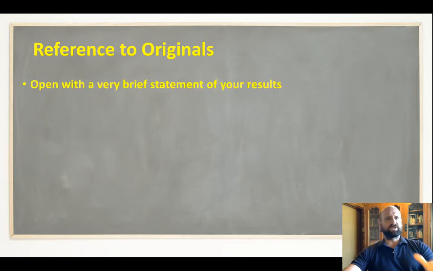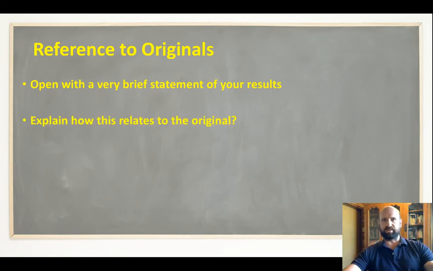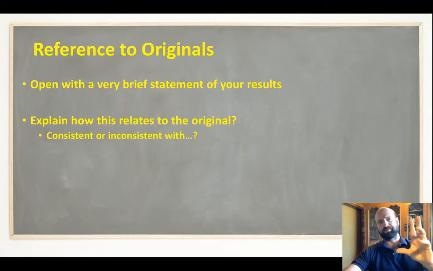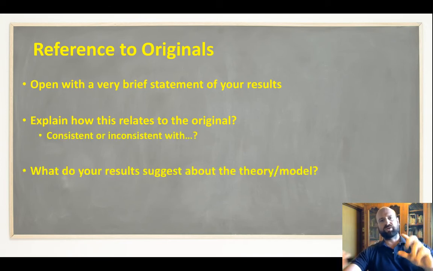Okay, so what to do for reference to the originals. I think they should open with a very brief statement of their results, just restating what they found. That's just standard practice in most discussions in psychology articles. Then they explain how this relates to the original study, right? So did it support it? Was it consistent? Was it similar, but their difference was much smaller? They're just comparing it in regards to the original study. And then they conclude, what does this suggest about the theory or model that their study is based on?